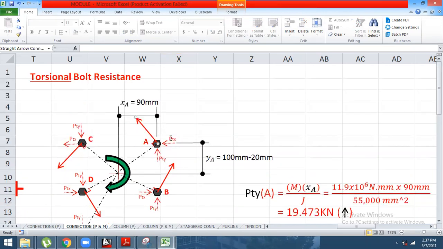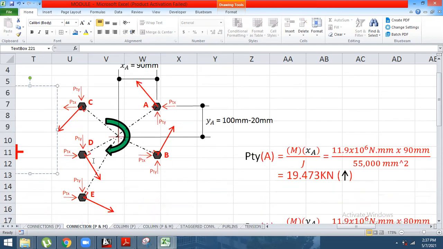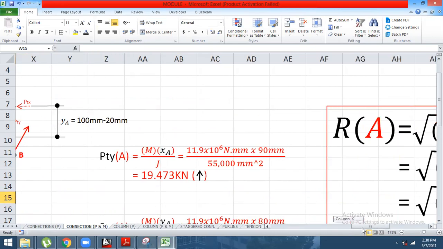Therefore, the torsional resistance of bolt A horizontal is going left, and then the torsional resistance of bolt A vertical is going upward. So for bolt C, it is going left for PTX, and then the torsional resistance of C for the vertical is going downward. Okay, so as you can see, you could generate the PTY and PTX of each individual bolt. Okay, so how are we going to solve for the PTY and then the PTX?